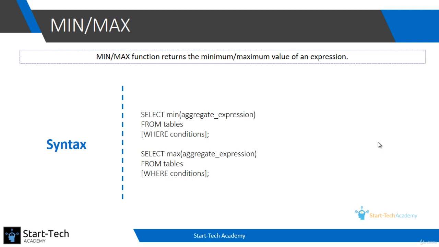Now let us learn how to find out the minimum and maximum value from a particular column. For that, the min and max functions are used. The syntax for using the min and max functions is as follows. You write select min and then you give the expression.